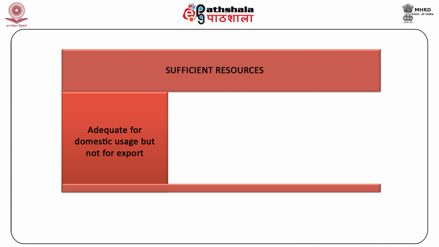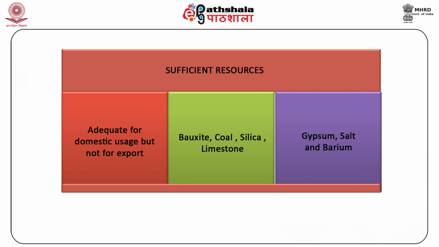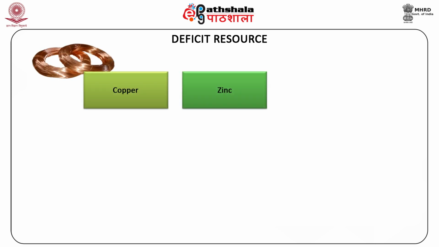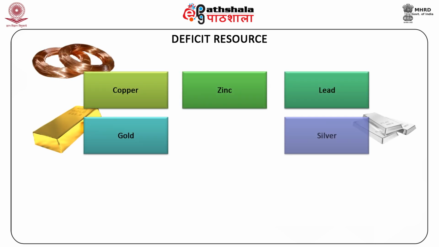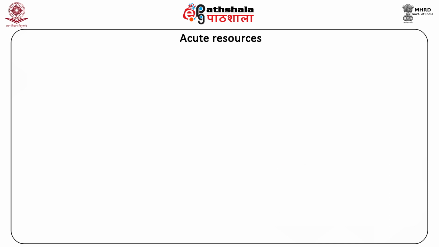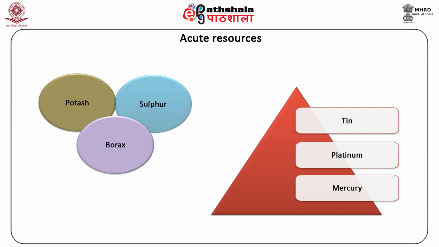These include bauxite, coal, silica, limestone, gypsum, salt, and barium. Deficit resources. These scarce minerals include copper, zinc, lead, gold, silver, phosphate, and crude oil. Acute resources. There are other minerals in acute quantity available like potash, borax, sulfur, tin, platinum, and mercury.